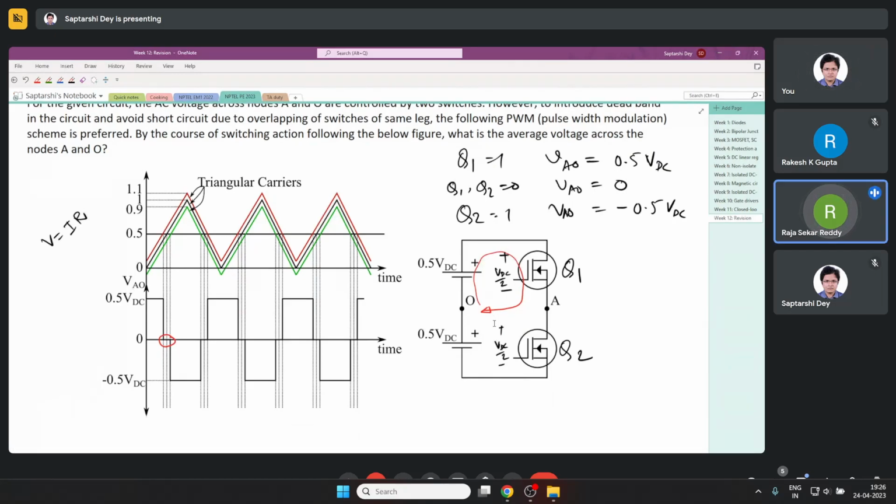Sir, how to make this the triangular wave of three numbers? You already know this. No, sir. One PWM, I know. One triangular wave. But here they are asking how to derive the red and green triangles from the black triangle.